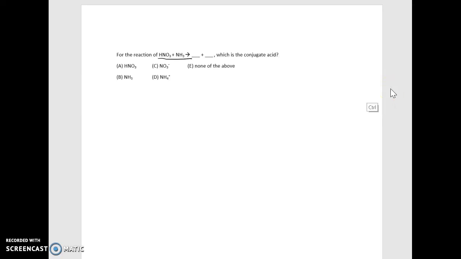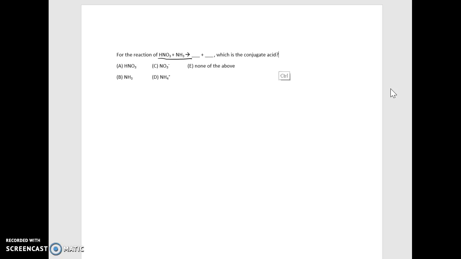Alright, so this is problem number 1 for the extra credit of exam number 3, and it is problem number 4 from the test exam 3. And it reads as follows. For the reaction of HNO3 nitric acid plus NH3 ammonia yields blank plus blank, which is the conjugate acid.